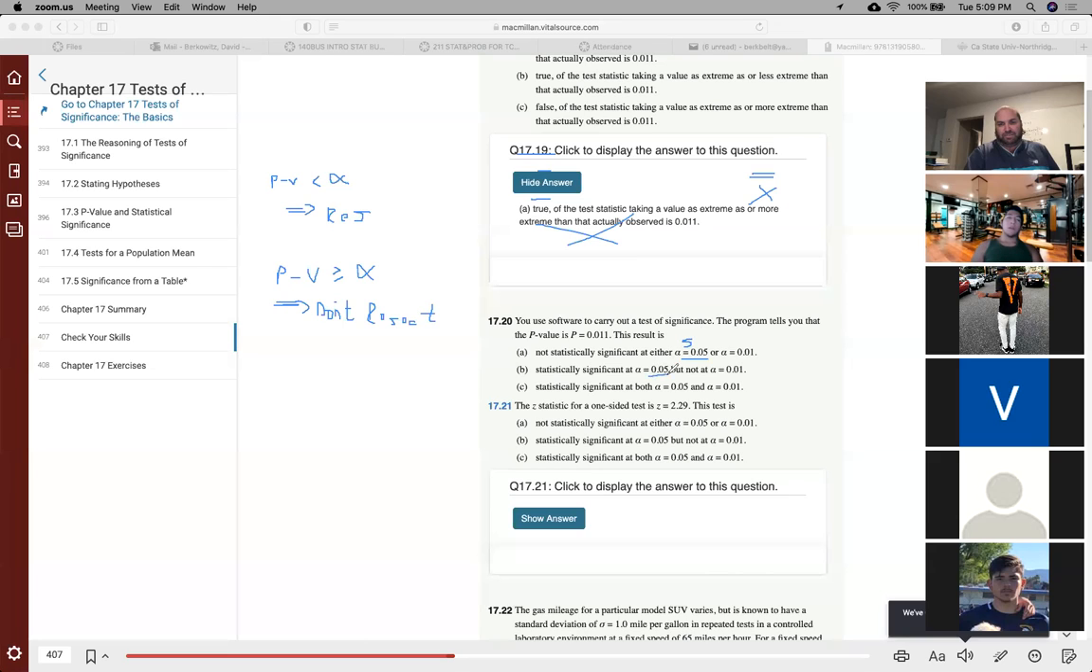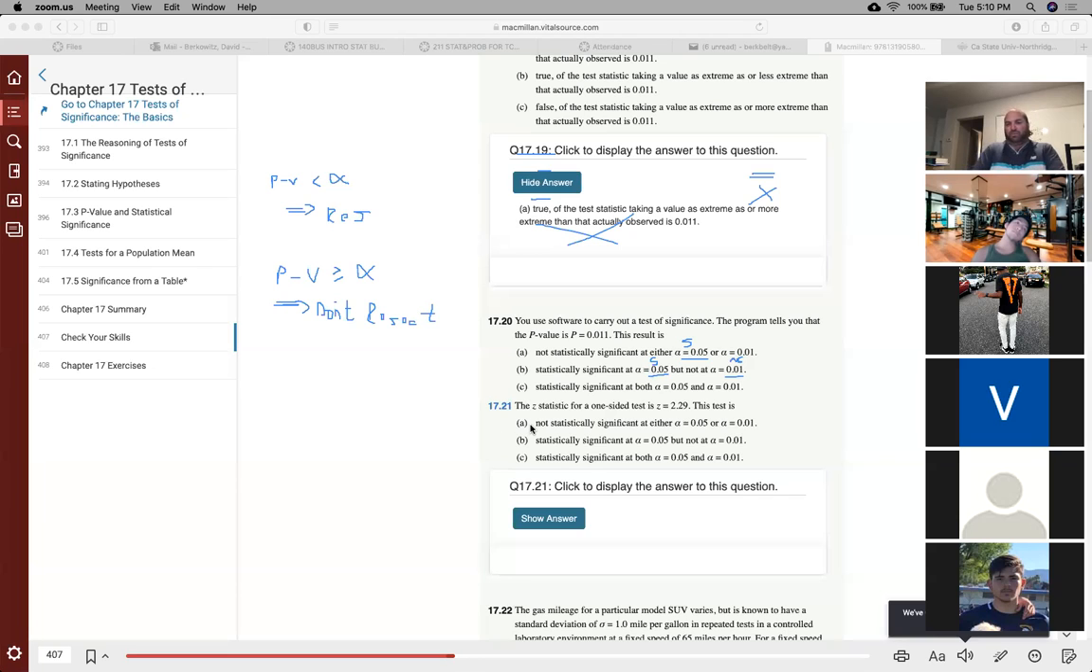Is it less than 0.05? Yes, it's statistically significant. Is it less than 0.01? No, not statistically significant. So there's your answer, B. Oh, there's no check answer, but it is B. It's all about the comparison of the p-value to alpha. Statistically significant means less than alpha, hence reject.